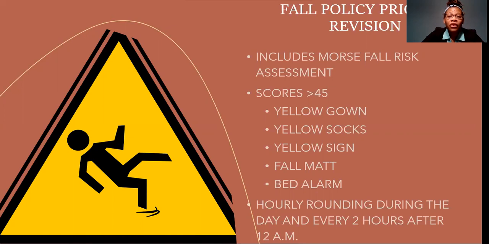Patient fall scores greater than 45 did warrant additional measures, which included the use of a yellow gown, yellow socks, a yellow sign hung outside of the door, a mat on the floor next to the bed, and the use of bed alarms. Hourly rounding was implemented on each of the patients during the day and before 12 a.m. at night. After 12 a.m., hourly rounding was allowed to go to 2-hour rounding just to allow patients more rest during the night.